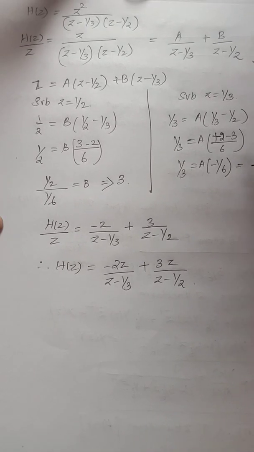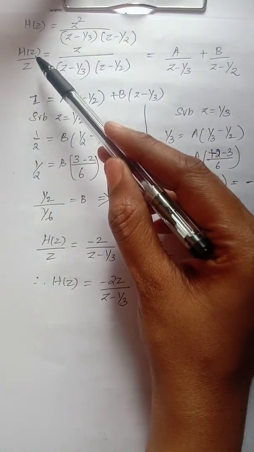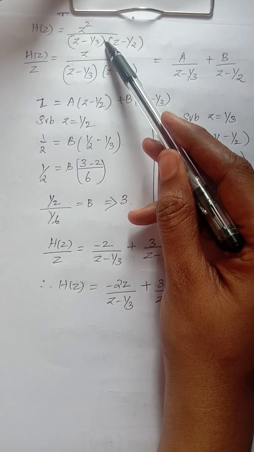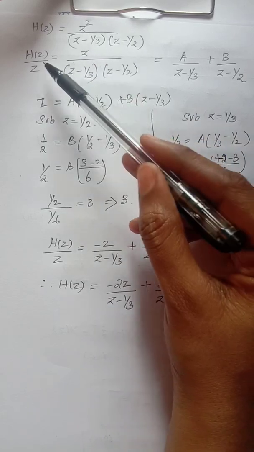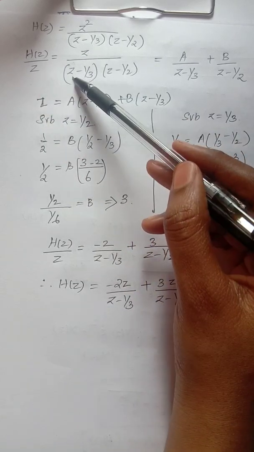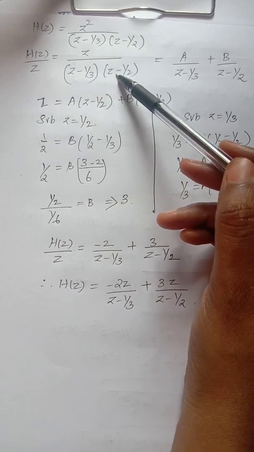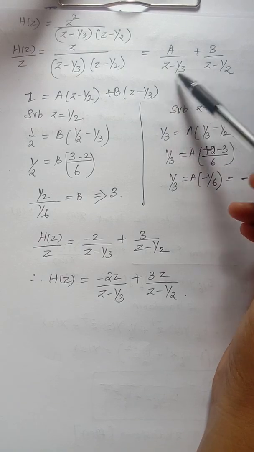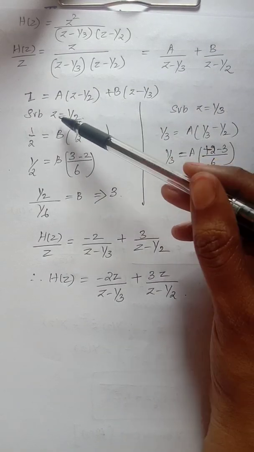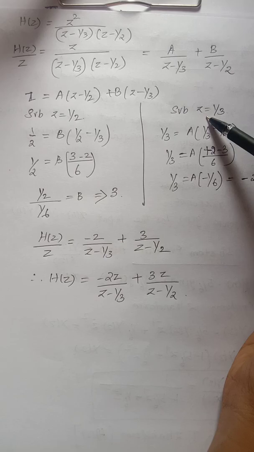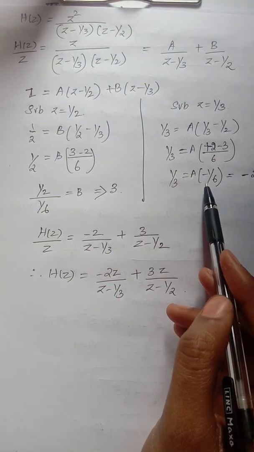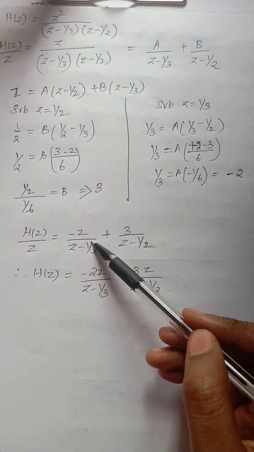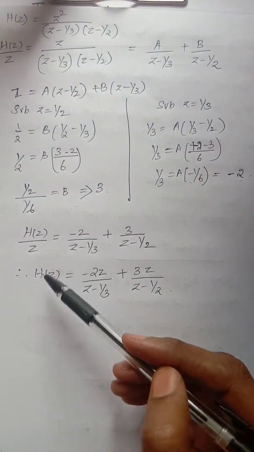Here I have applied partial fraction. First, we check whether the power is in terms of positive power. It is in terms of positive power, so H of z divided by z gives z divided by (z minus 1 by 2)(z minus 1 by 3). Applying partial fraction and substituting the values z equal to 1 by 3 and z equal to 1 by 2, I am getting A as minus 2 and B as 3. Then substituting in this relation, I find H of z.